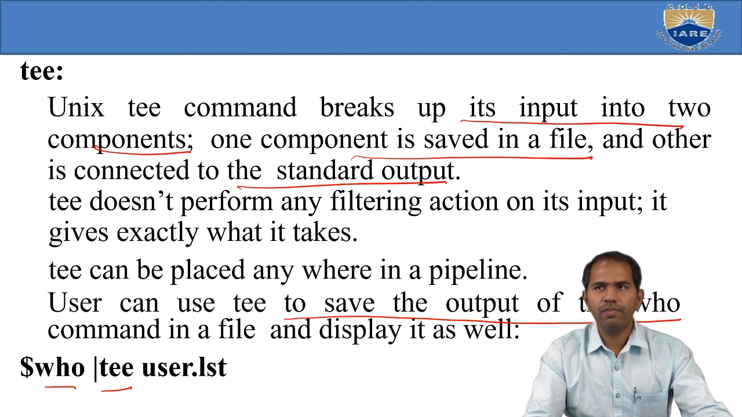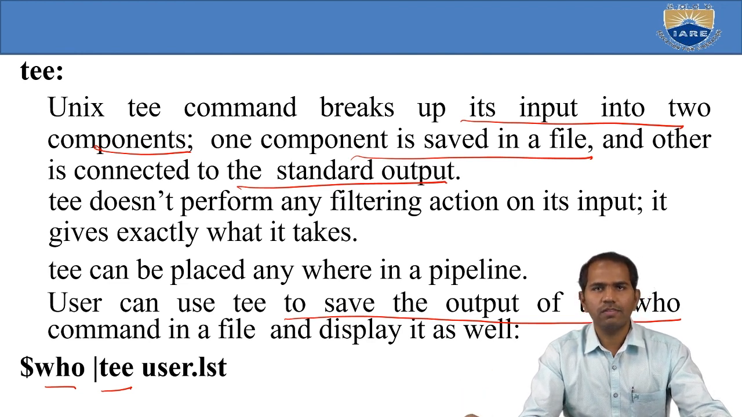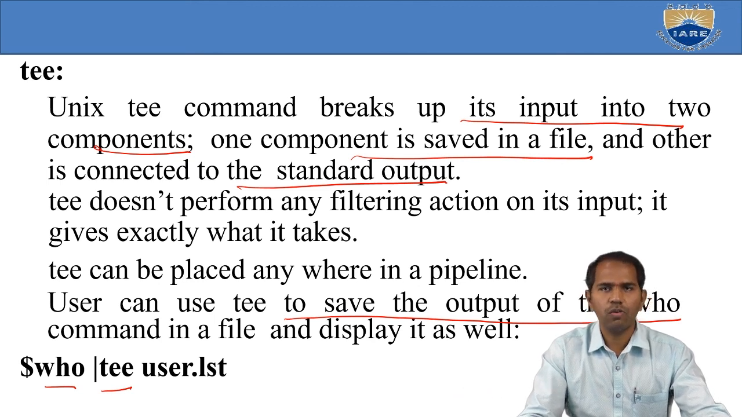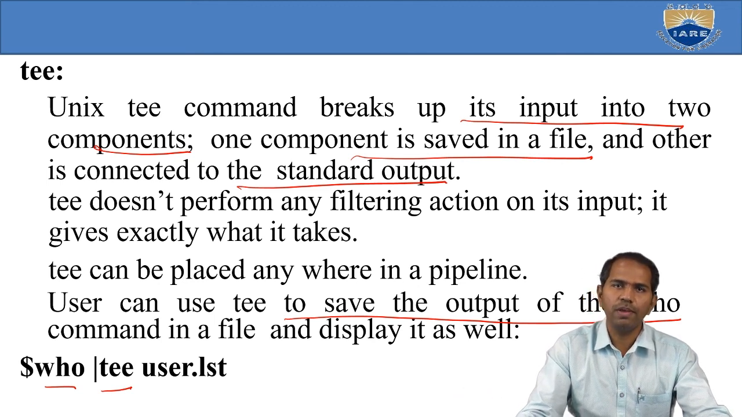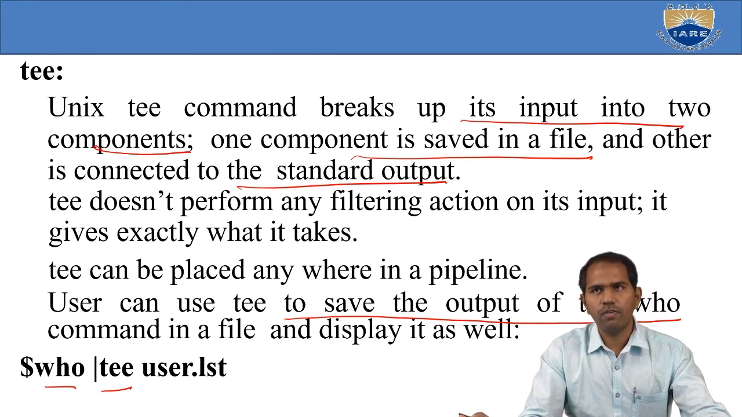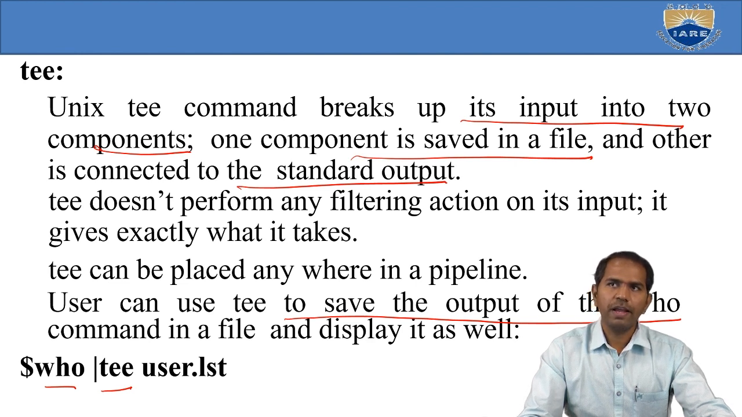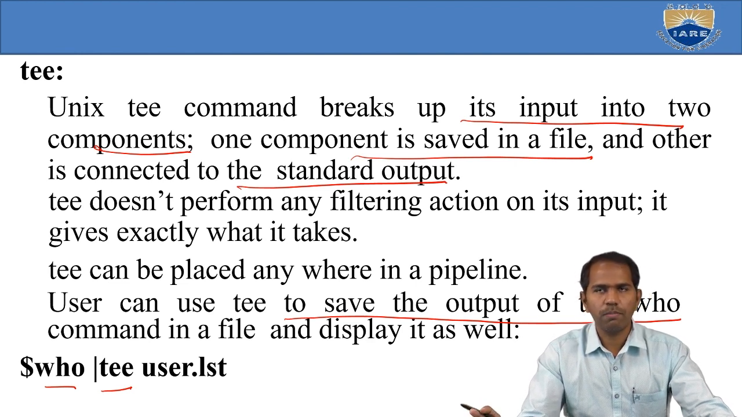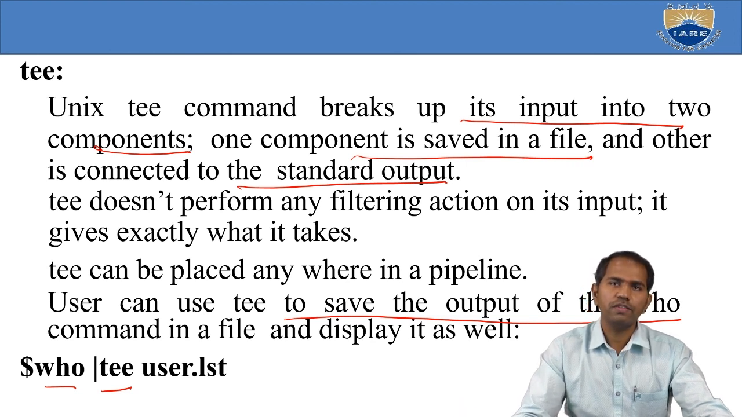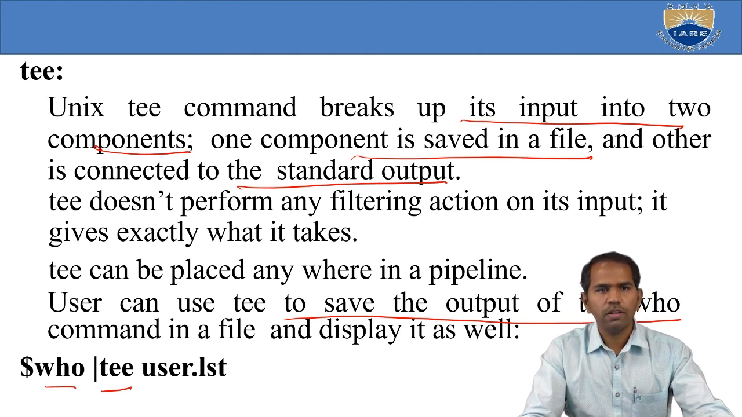It does not perform any filtering. Whatever you take as input, the same thing is displayed in the output. The tee command does not have any filtering options. It just breaks up its input into two components: one saved in a file, another connected to the standard output. Now I want to save the final output, so we write who, then tee user.lst.